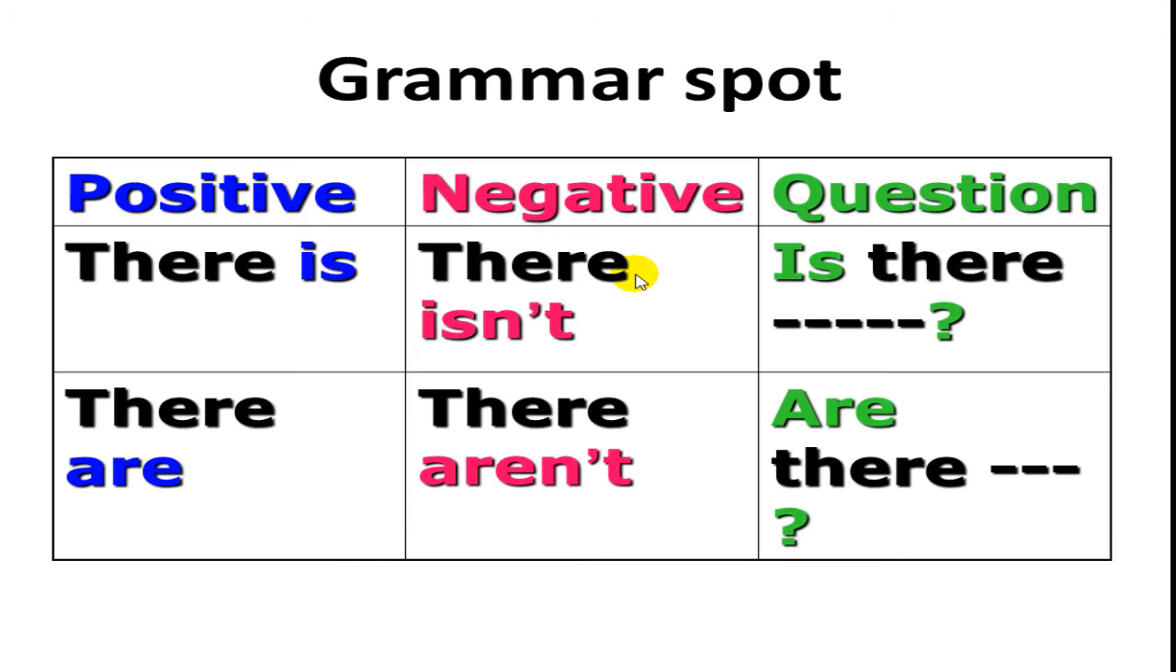There is. Negative, there isn't. Question, is there? There are. Negative, there aren't. Question, are there? Negative, T, soft D.